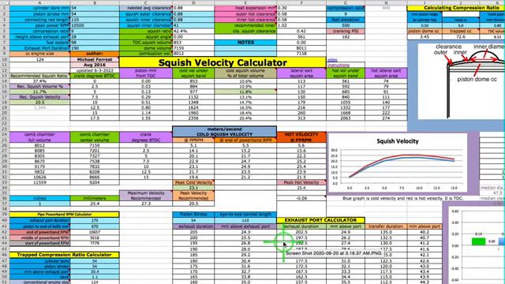This is my Squish calculator. Its main uses are calculating the velocity of the squish and the volume under the squish band.